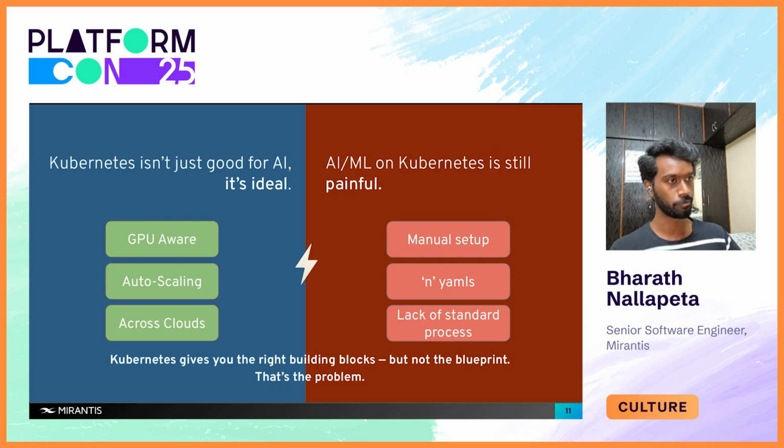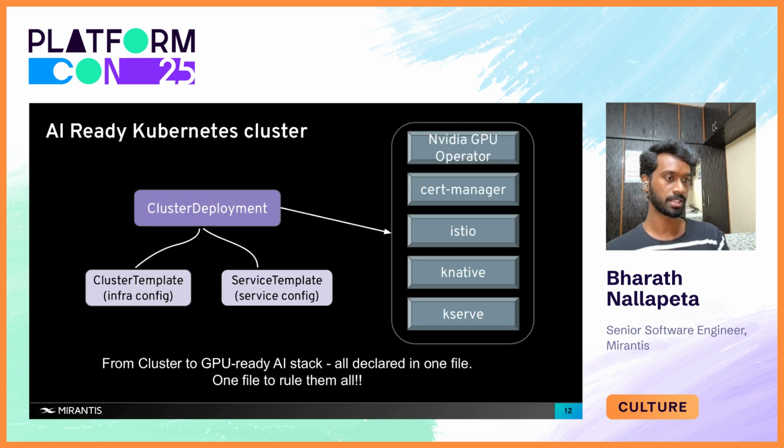It's not just good for AI, it's really ideal because a lot of things that you would implement individually, if you were dealing with a bare metal or a server solution, are sort of taken care of by Kubernetes, right? If I take an example of autoscaling, Kubernetes has always had the solution, be it AI workloads or not, and we can extend that solution, right? So this is the example I mentioned: ClusterDeployment, cluster template, and service templates, right?